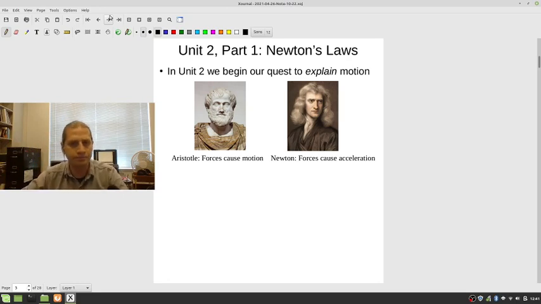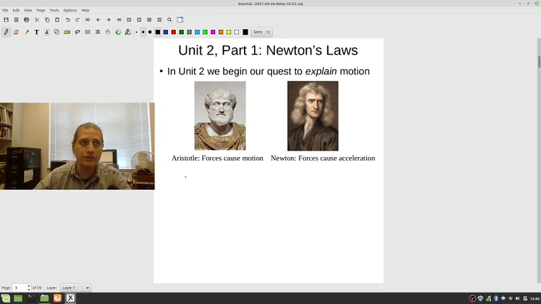All right, so enough of kinematics. Now we're going to go and try to explain motion. And remember, back in the day, we had the ideas of Aristotle holding sway. And Aristotle had a very sensible but wrong idea that it was forces that are causing motion.